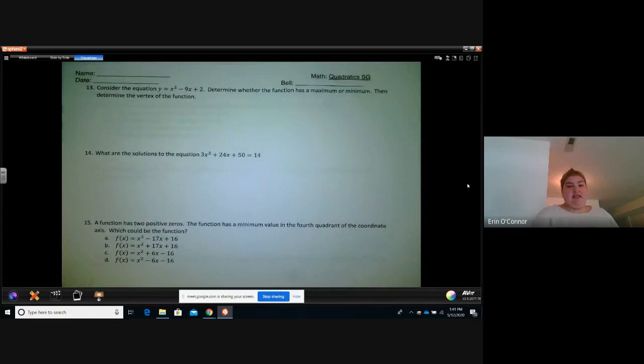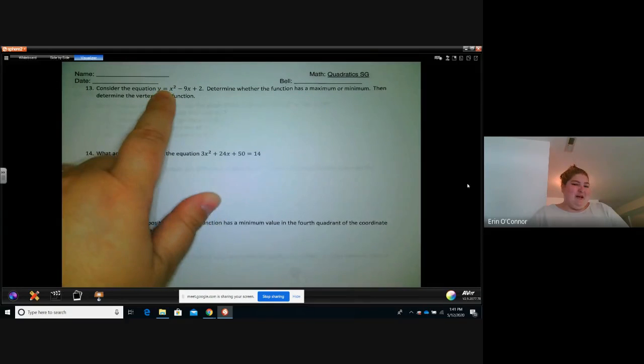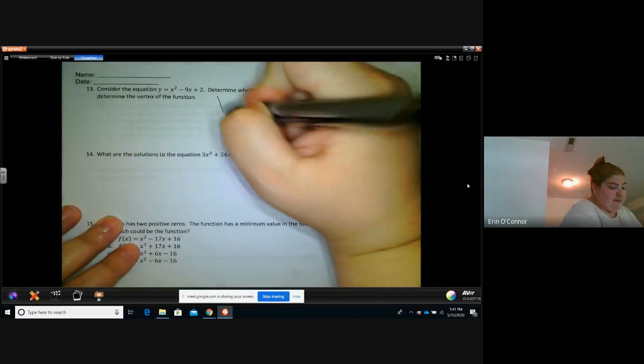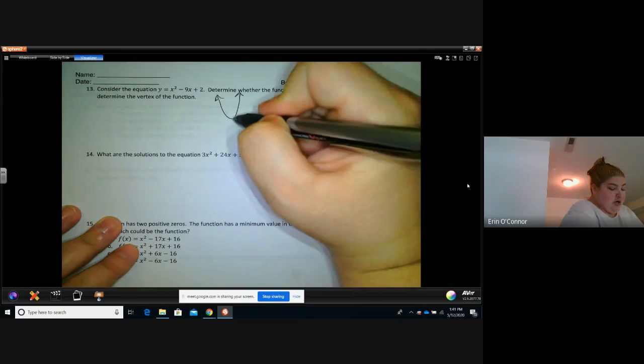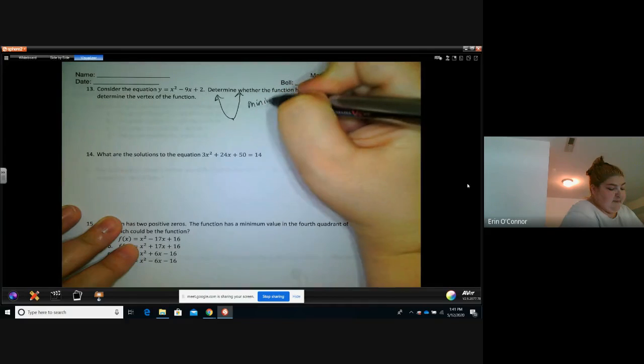Consider the equation x squared minus 9x plus 2. Determine whether the function has a maximum or a minimum, then determine the vertex of the function. So first of all, is this opening up or down? Since a is positive, it's opening up. So does it have a maximum or a minimum? It has a lowest number, so it has a minimum.